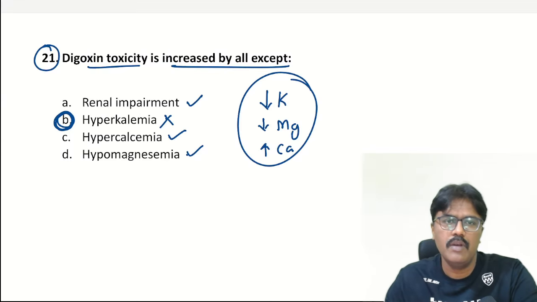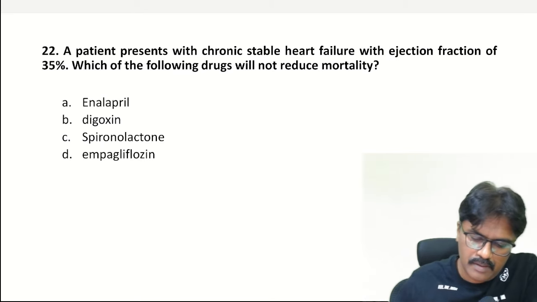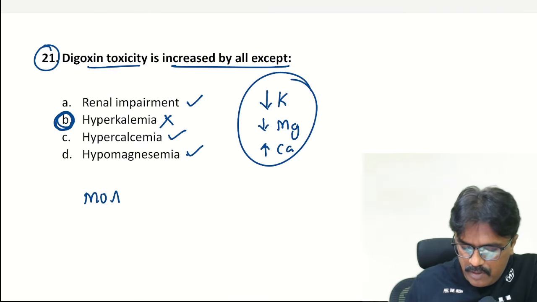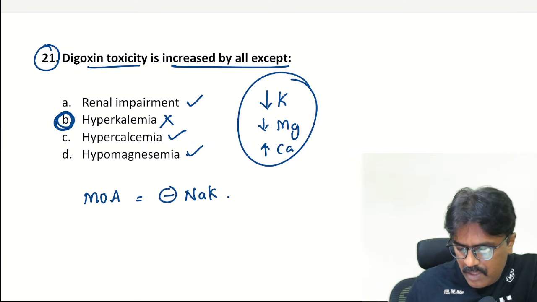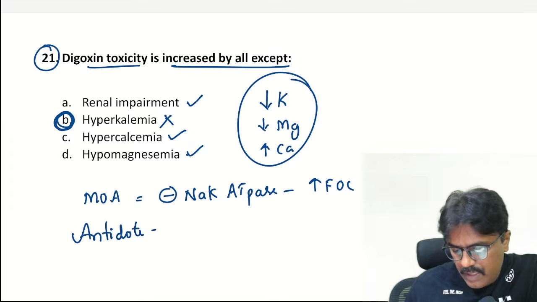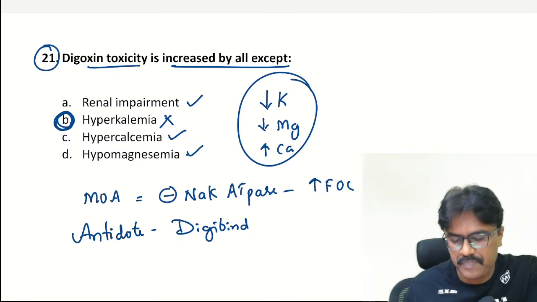But what should I know about digoxin? Remember, you need to understand the mechanism of action in heart failure. It inhibits the sodium-potassium ATPase pump in the heart, and that increases the force of contraction. Second, they will ask you the antidote for digoxin overdose. The name is Digibind, also called Digifab.